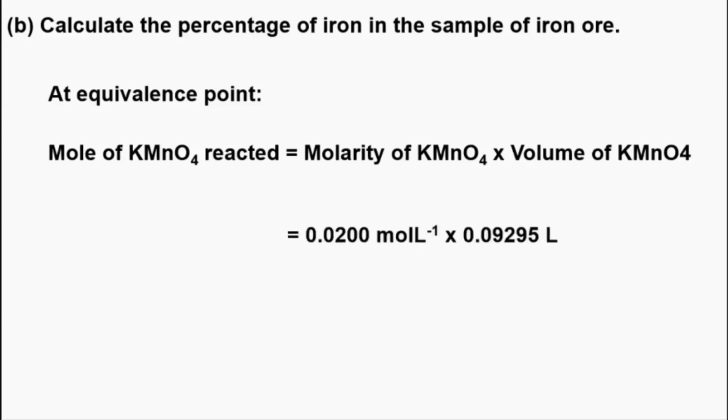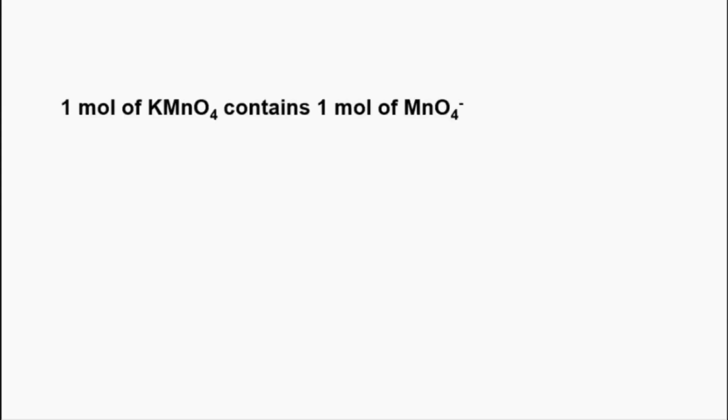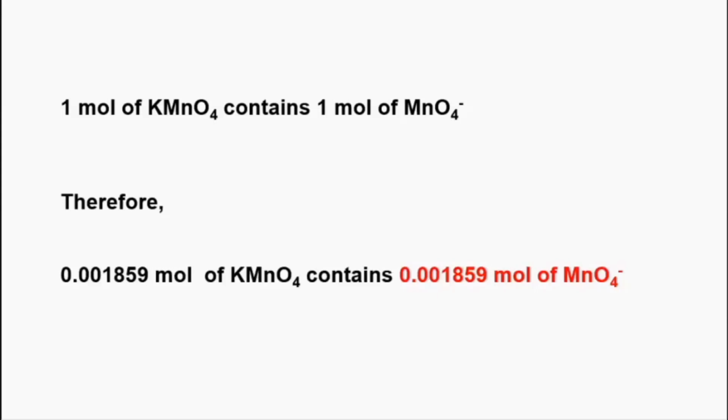If we substitute the values, 0.02 molar times 0.09295 liters, we get 0.001859 moles. This is the mole of potassium permanganate reacted. And we know that in the redox reaction, the permanganate ion from the potassium permanganate undergoes reduction to produce manganese 2 plus. Since 1 mole of potassium permanganate contains 1 mole of permanganate, if we have 0.001859 moles of potassium permanganate, it contains 0.001859 moles of permanganate.